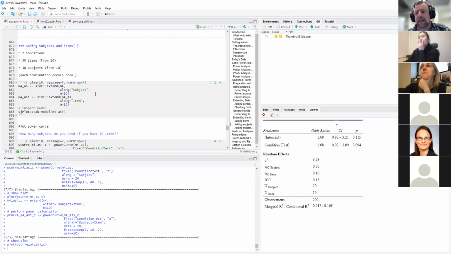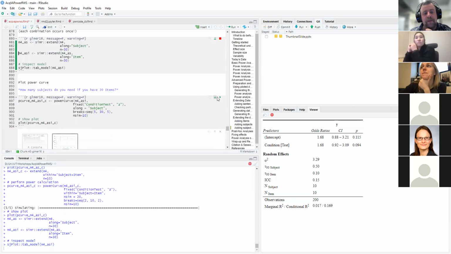Okay, now here's something that I think is very relevant to you, because now we come to the question: I showed you how you can increase the number of participants, and I showed you how you can increase the number of items, right? But I didn't combine the two, right? And here, one way to do that would be to, in a first step, extend the data set along subject, and then use the result and extend along item, right?